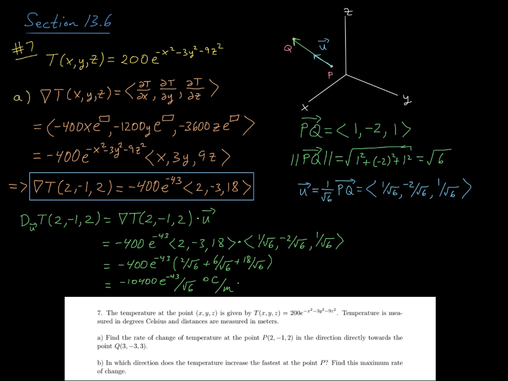But to give you a feel, how big is this? It's really small. If you use a calculator, that exponential term is so extremely small. It's about minus 8.98 times 10 to the negative 16th power degrees Celsius per meter. Okay, so the big takeaway here is that our temperature would be decreasing, but at a rather small rate.